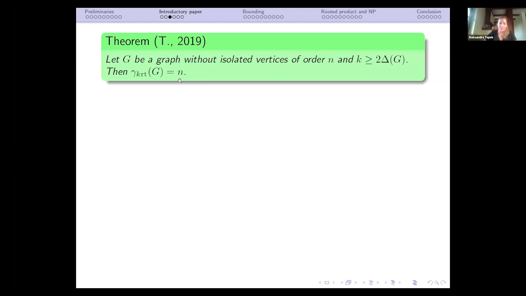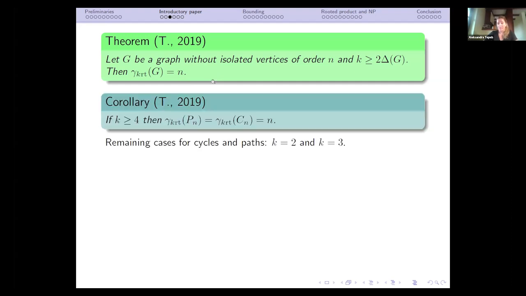Unfortunately, I don't have time to explain every proof, but I will show you how this technique works in some example later. So if we want to explore now the paths and cycles, for instance, then we see that due to this theorem, the only interesting cases are for K2 and K3.